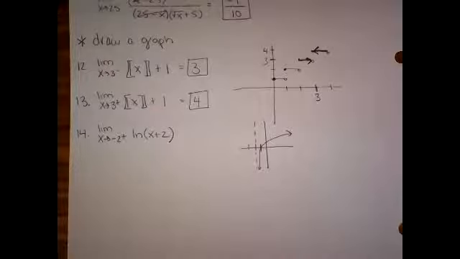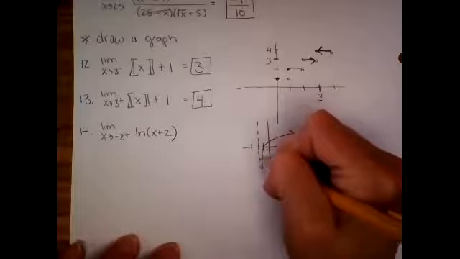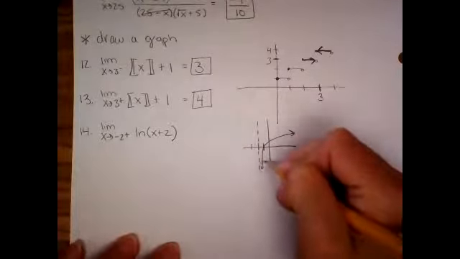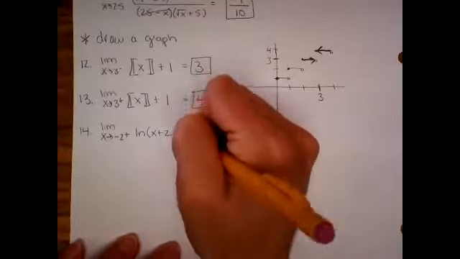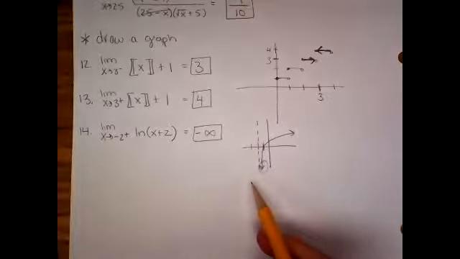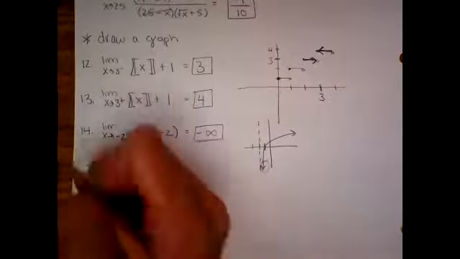We're going to -2 from the right. Now there's an asymptote at -2. If we approach from the right, where are we headed? Yeah, -infinity. We would have to approach from the right, wouldn't we? Because there's nothing on the left side.